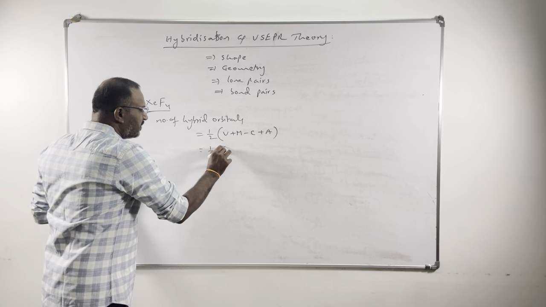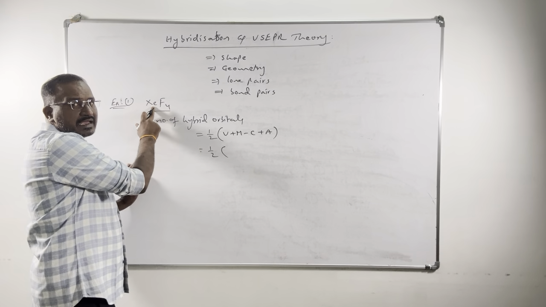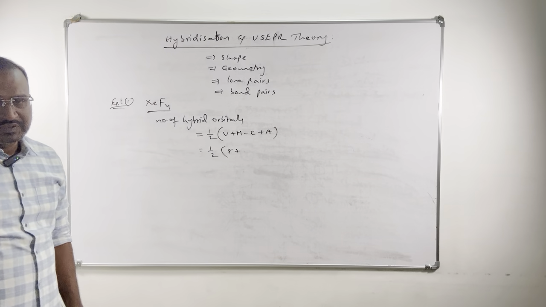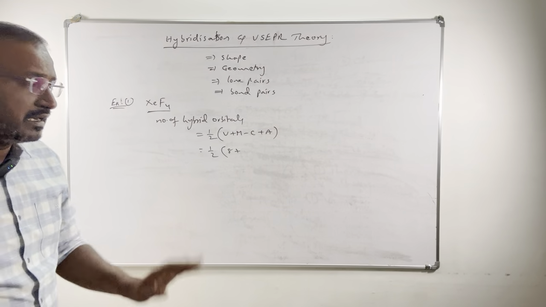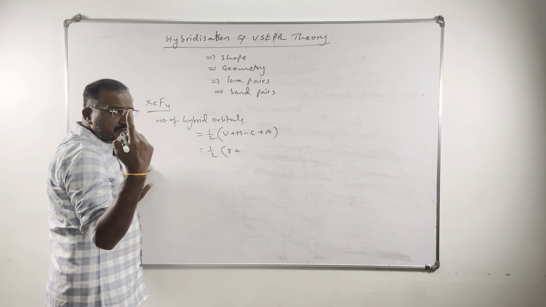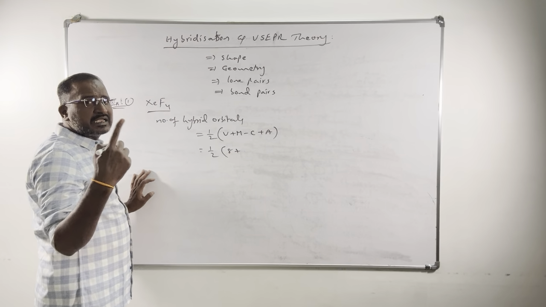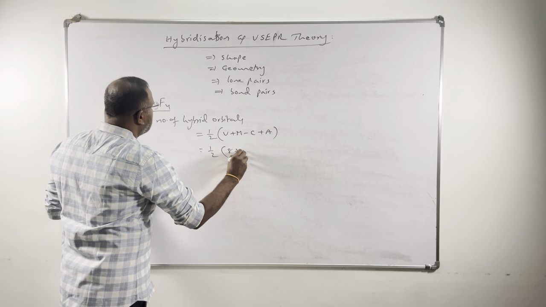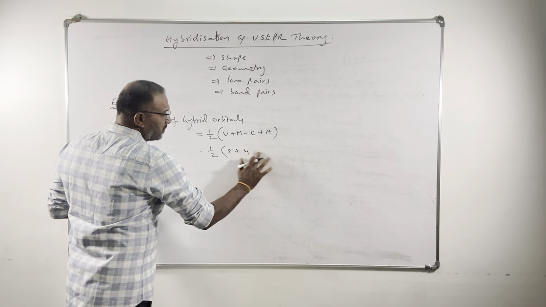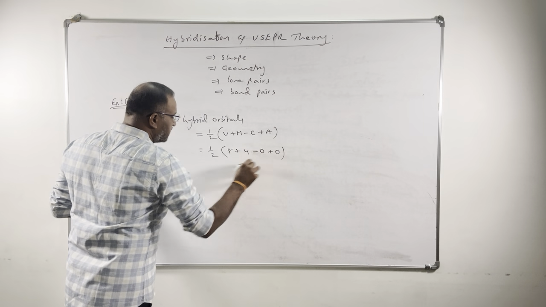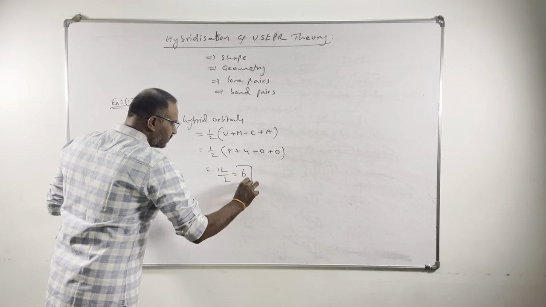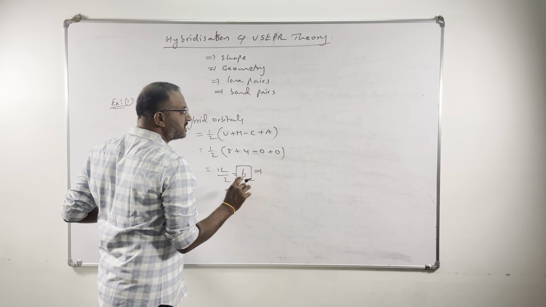Now, V: xenon is a noble gas, group 18, and it has 8 valence electrons. The 4 fluorines are more electronegative atoms and can form only one bond, so they are monovalent atoms, so M is 4. C and A are 0. Total 8 plus 4 is 12. 12 by 2 is 6. So we are getting 6.